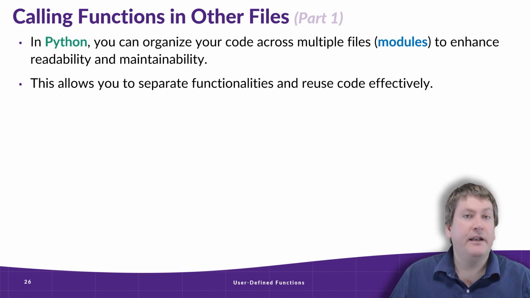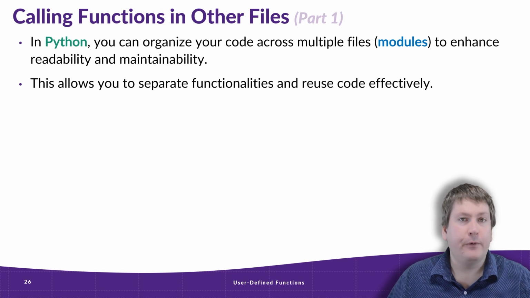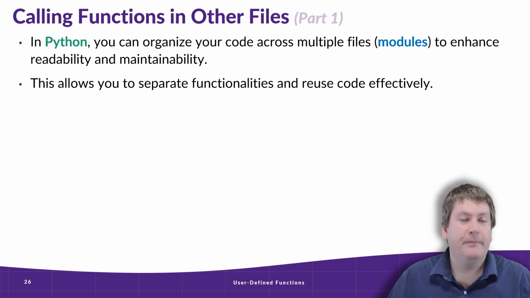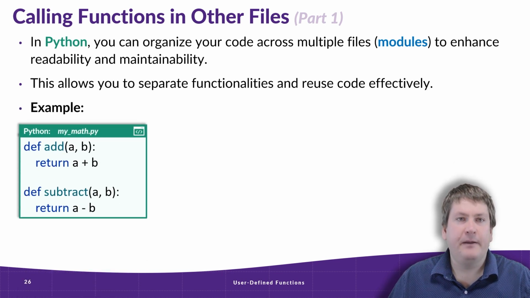By maintainable, we mean it's easier to find bugs and solve bugs, as well as, if we were using this code again in the future, to add new features to it and understand the code. So this allows us to separate functionalities and reuse code effectively. If we make a file of really useful functions, we could then use them across multiple programs. Let's take a look at an example.